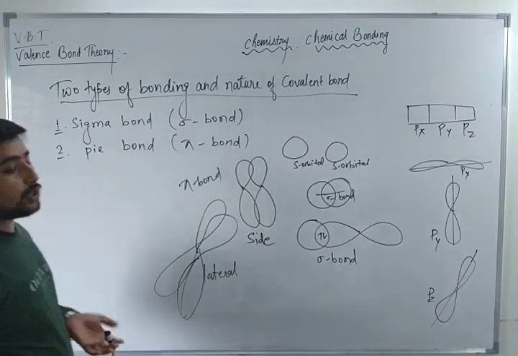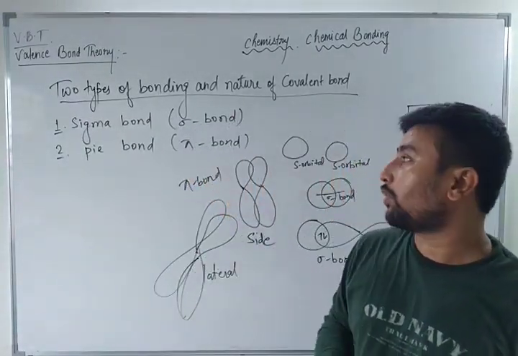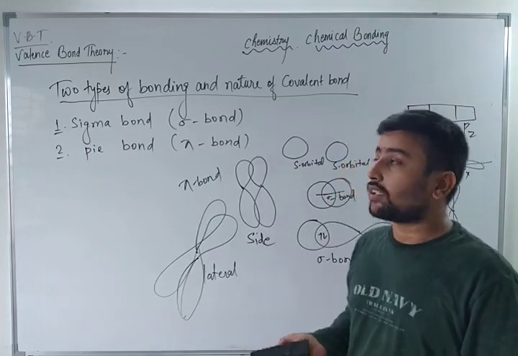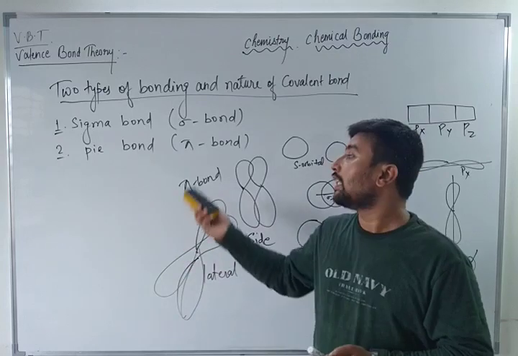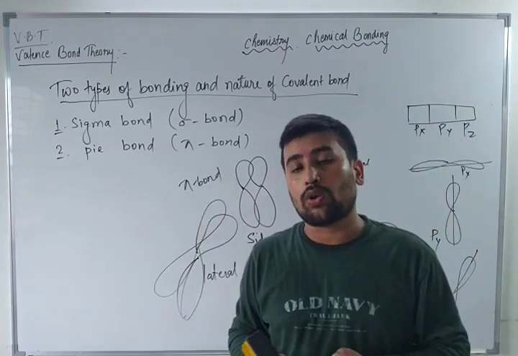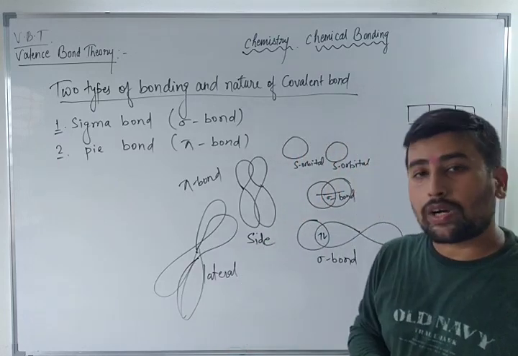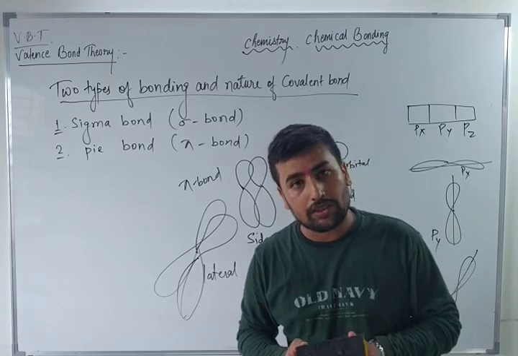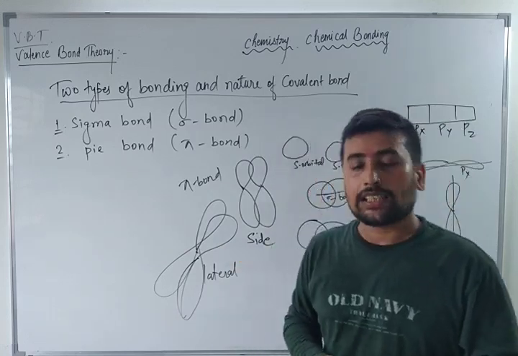Valence bond theory especially deals with the overlapping of atomic orbitals, how these atomic orbitals overlap with each other, and how many types of covalent bond there are, the sigma bond or pi bond. Sigma bond forms when the two atomic orbitals overlap along the same axis, and when the two atomic orbitals overlap sidewise or laterally, then there will be a formation of pi bond.